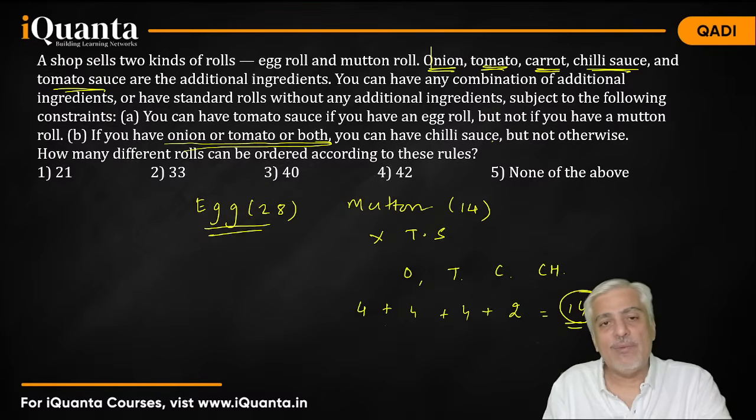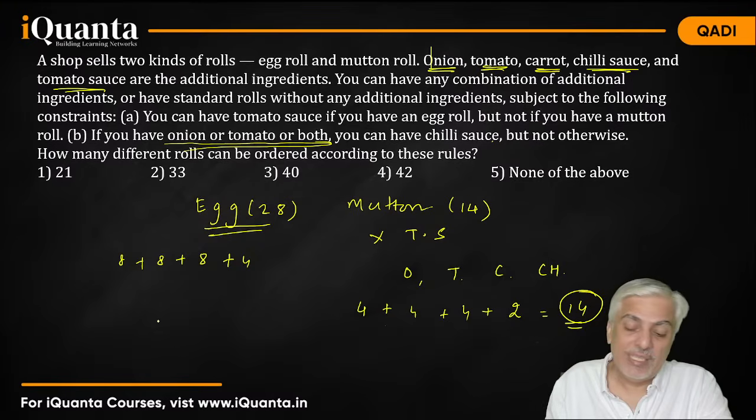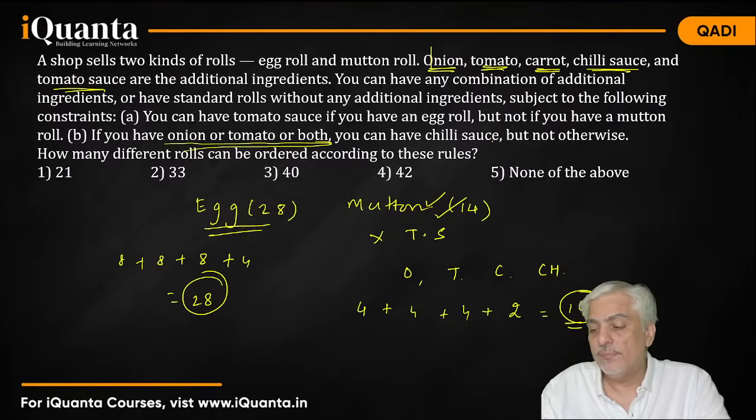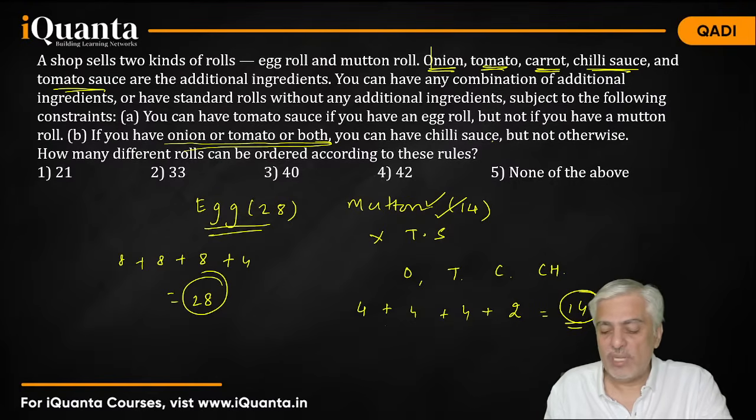While exactly egg में वही सब कुछ cube हो जाएगा. There will be 3 things which you are allowed to take. So it will be 8 plus 8 plus 8 plus 4, which anyway had to be double. So very frankly, if you got mutton roll ka answer, then the answer had to be double over here. So answer is 28 plus 14, 42.